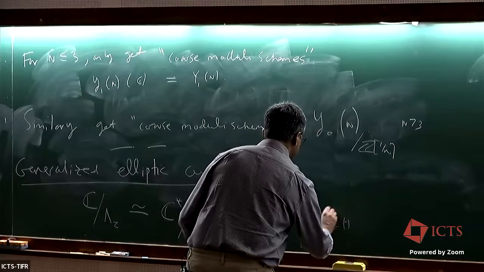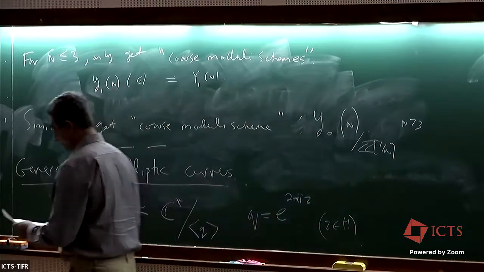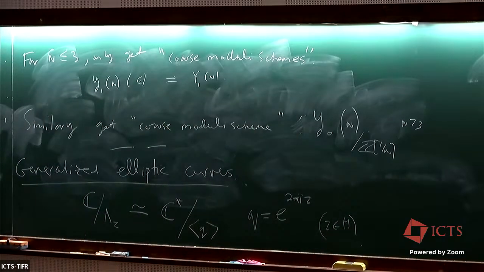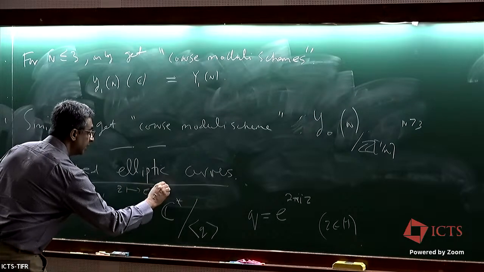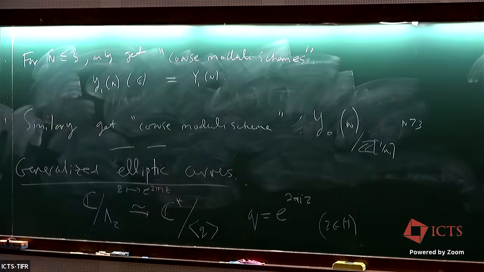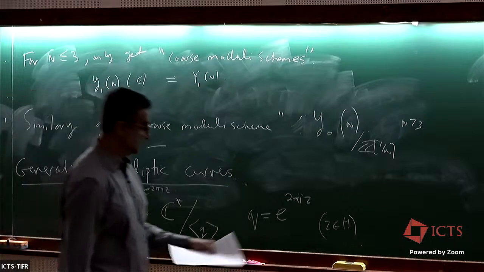On the upper half plane, you can see that one goes to e to the 2 pi i. This is just the map z goes to e to the 2 pi i z induced by that. Sorry, yes, 1 goes to 1, and tau goes to e to the 2 pi i tau. So the generator here you get is q.